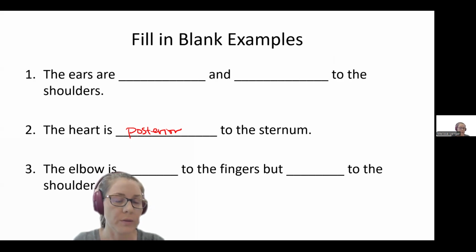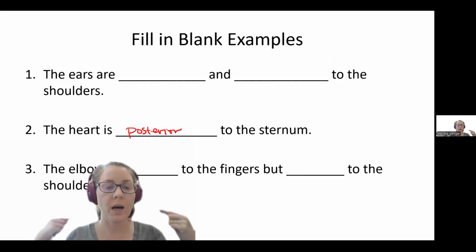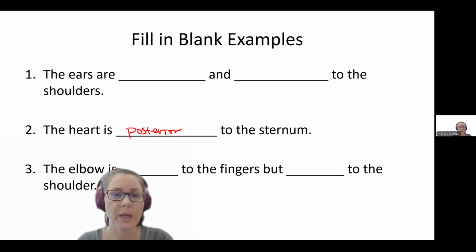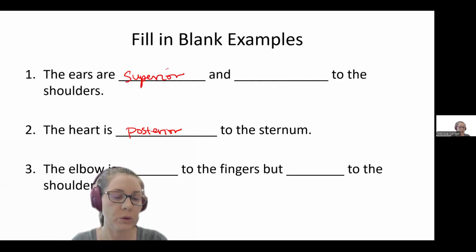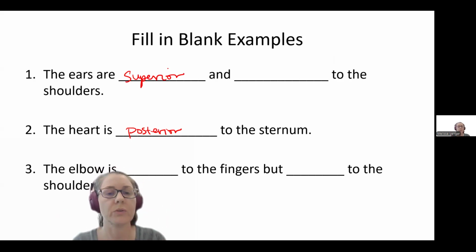So there's two directions. Okay, so one, if you start at your shoulders here, that's your starting point. Then you can say, well, what direction do I have to go to get to my ears? Well, I have to go up. So the ears are up or superior to the shoulders. But then when I go up, I don't hit the ears.